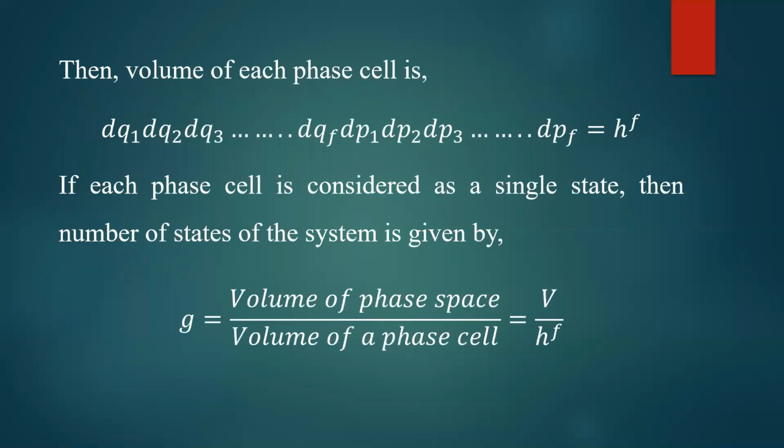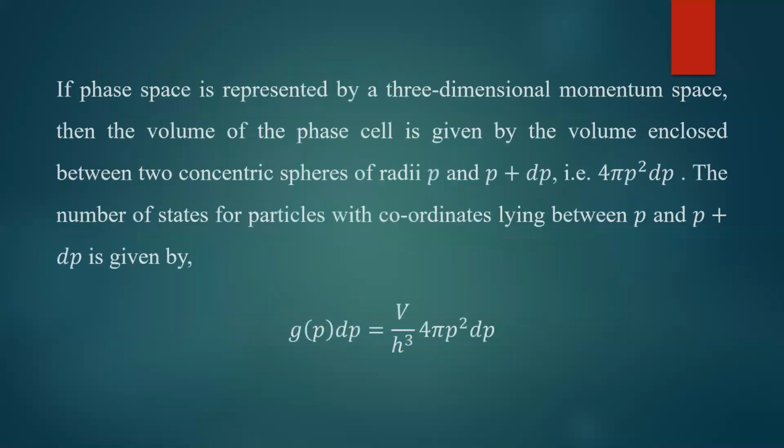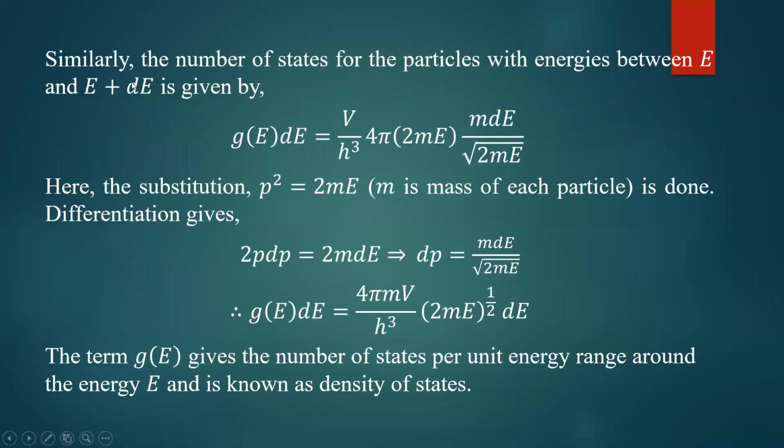This is in terms of position coordinate, the general expression, V by h to the power f, where f is the degrees of freedom, V is the total volume, h is the angular momentum coordinate. Okay, that is p into q. In momentum space, the equation comes like this. You just need to remember it. They are not much important from the examination point of view, but you remember this.